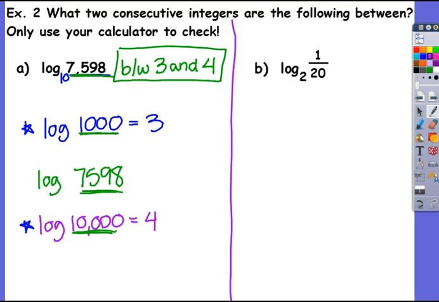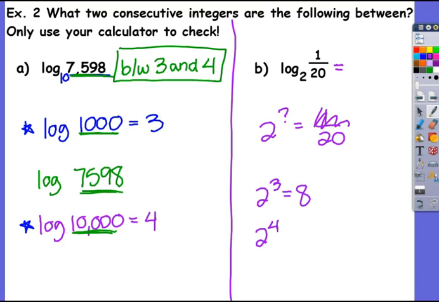So when I attack this second example, I might be thinking, well, I'm looking at what 2 to what power gives me 1 over 20. So if I was just looking at 2 to what power gives me 20, I'd say, well, 2 cubed is 8. That's smaller than 20. 2 to the 4th is 16. Okay, that's still smaller than 20. 2 to the 5th. Okay, now that's giving me out something bigger than 20.